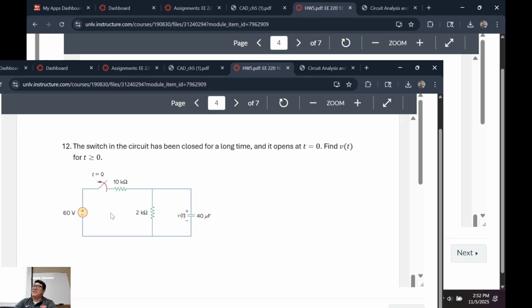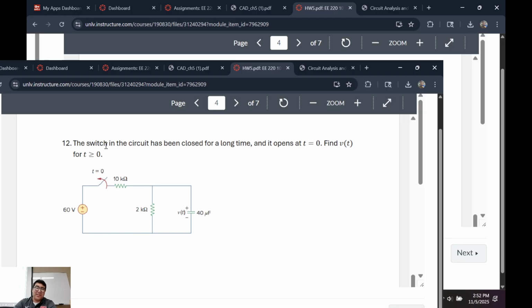You got the switch, right? The switch in the circuit has been closed for a long time and it opens at t equal to 0. Find V(t) for t greater than 0. Let's solve for this one. You guys want this one? Pretty tough circuit.